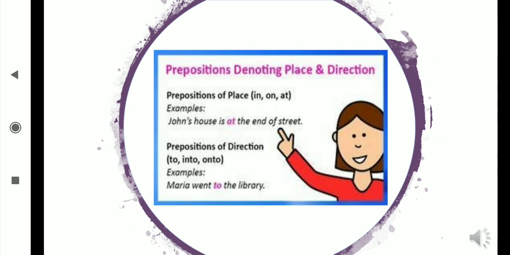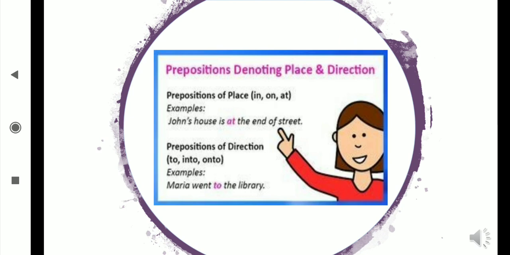Now we are going to discuss prepositions. What's a preposition? Prepositions denote place, direction. It is a relation showing word. It describes the relation between subject, noun or pronoun and object in a sentence. Prepositions of place: in, on, at. For example, John's house is at the end of the street. The relation between John's house and street is shown by using one word, that is at, and at we are using as a preposition. Next example of a direction.